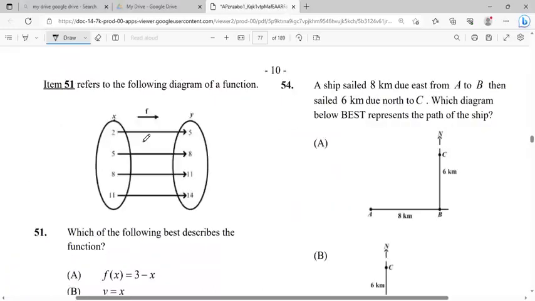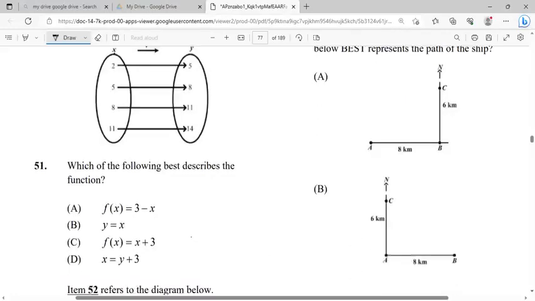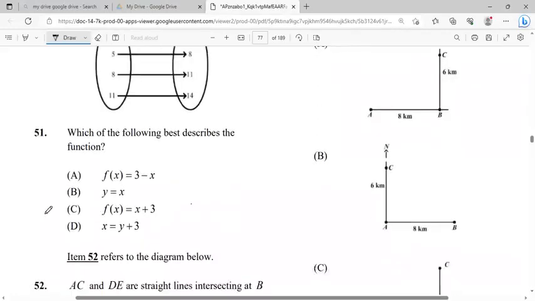51. Refer to the following diagram. Which of the following best describes the function? So we have x: 5, 5, 8, 8, 3. So the difference is plus 3. So the difference of 3. So it is f of x equals x plus 3, which is this C.